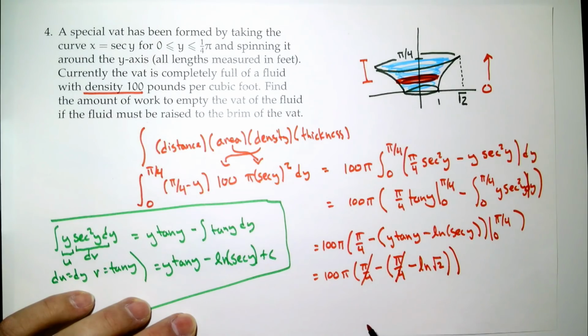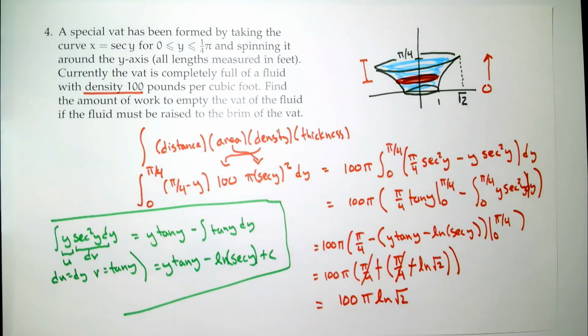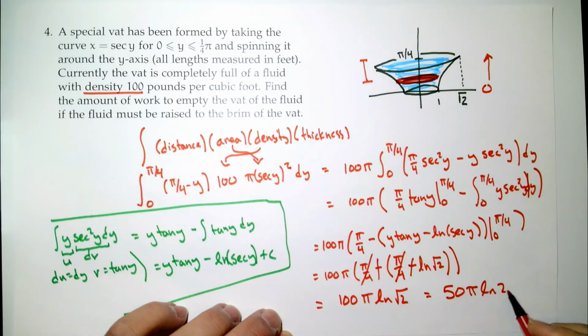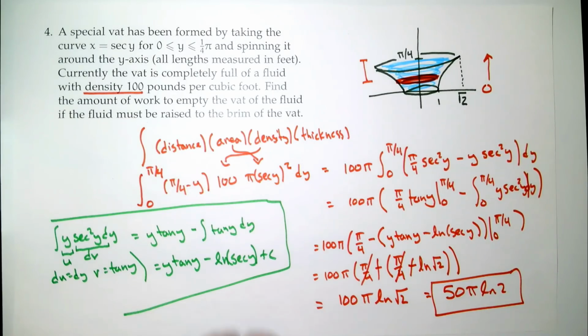They cancel. Minus minus becomes plus. So our final answer, 100 pi log of root 2. Now, if we wanted to, we could even simplify. What's another thing you can do to log of root 2? You can bring down the half, because it's 2 to the half. So if you bring the half down, you can also write this as 50 pi log 2. And there's the answer.